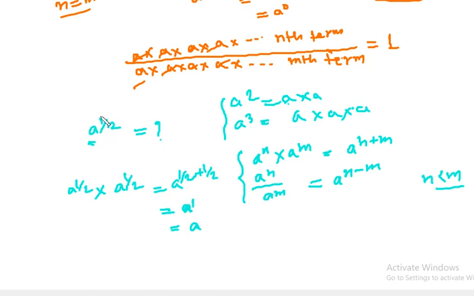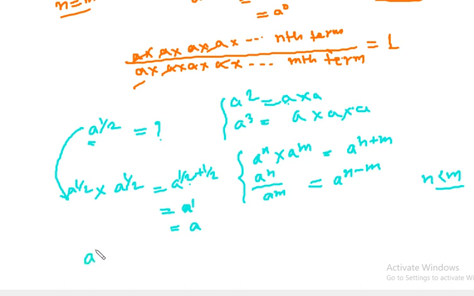We are assuming that even if we multiply these two numbers, their powers will be added, and then we give this meaning to this expression: that this is such a number that if we multiply this number by itself, we will get a.